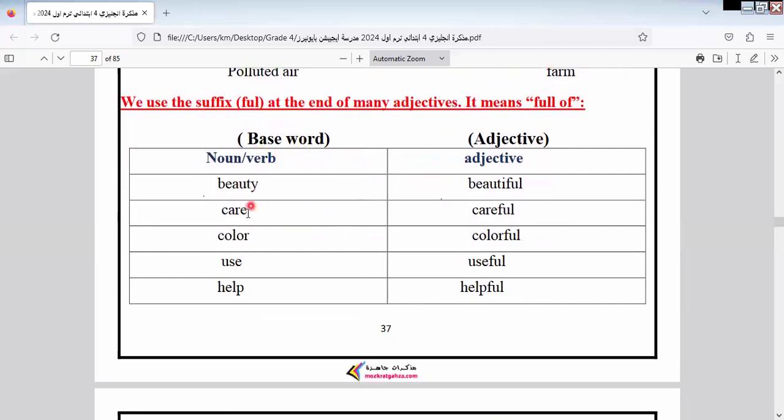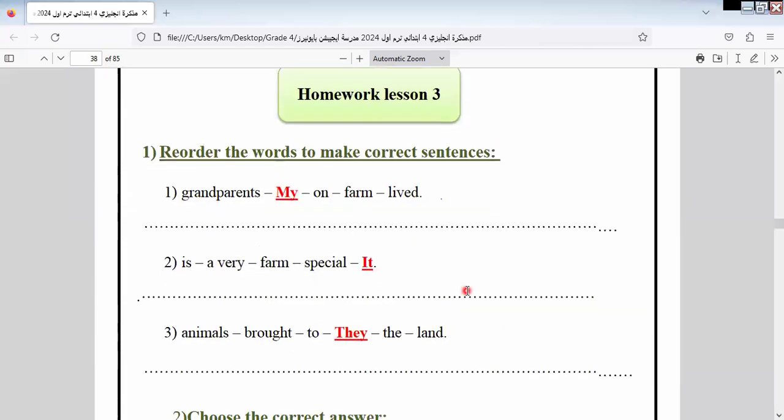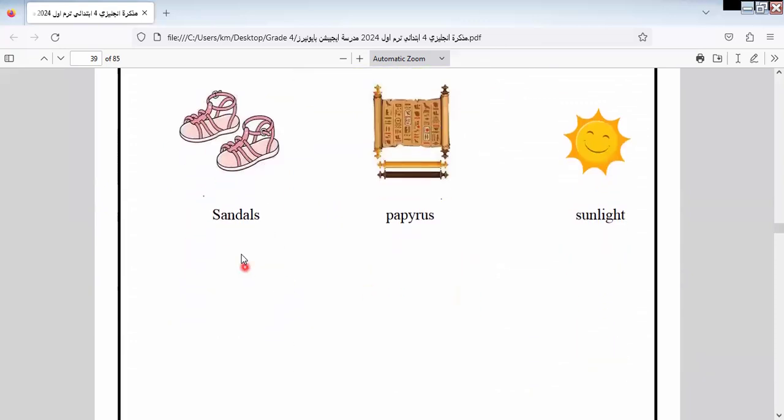Here are the adjectives. Base word means the adjective as it is, as an infinitive verb. We know it. Okay, and this is the adjective that we put the suffix on, like beauty, beautiful. Care, careful. Color, colorful. Use, useful. Help, helpful. Okay. Here we have sandals.